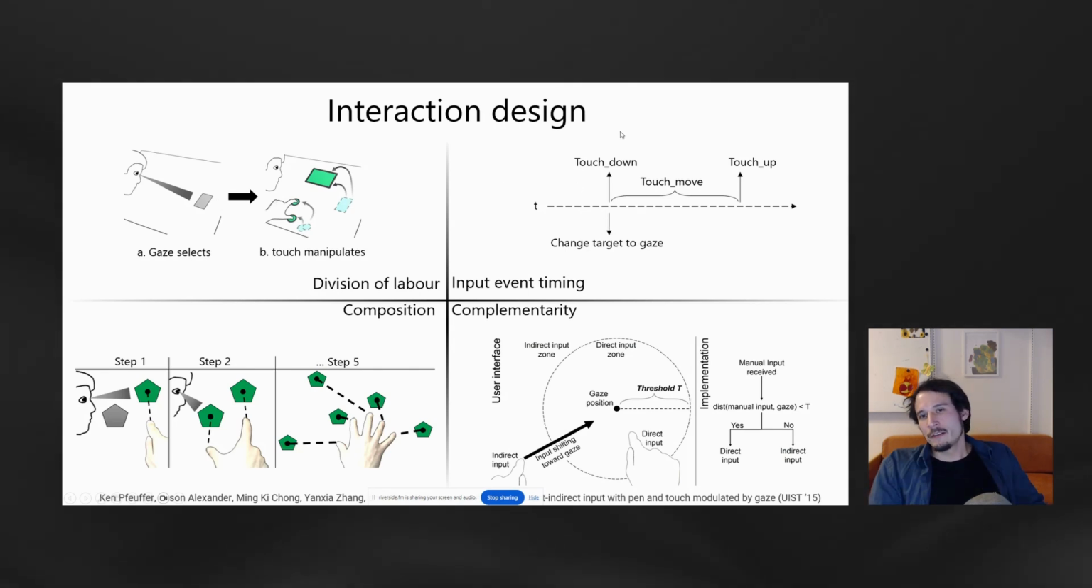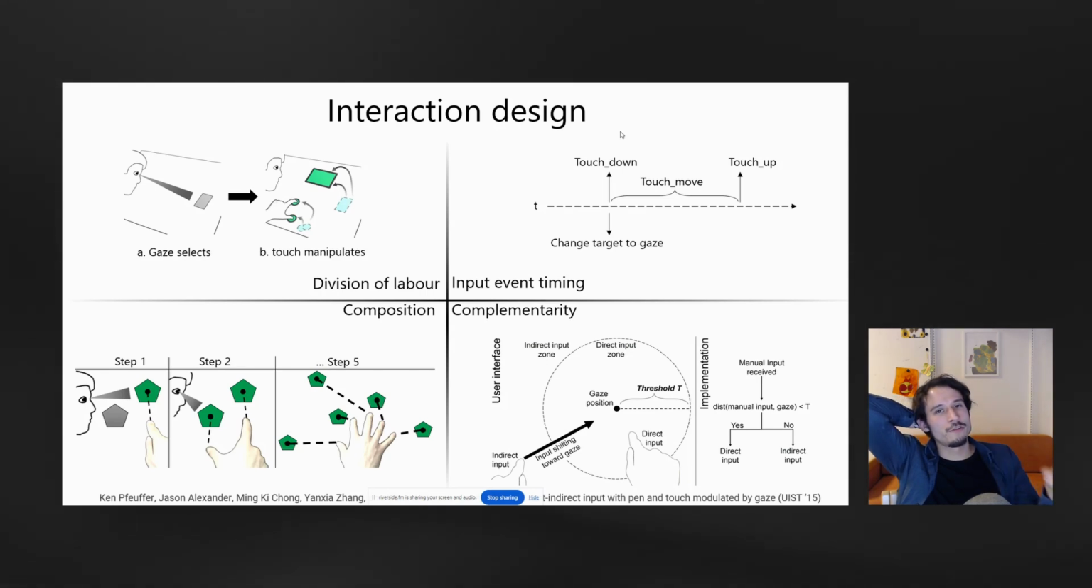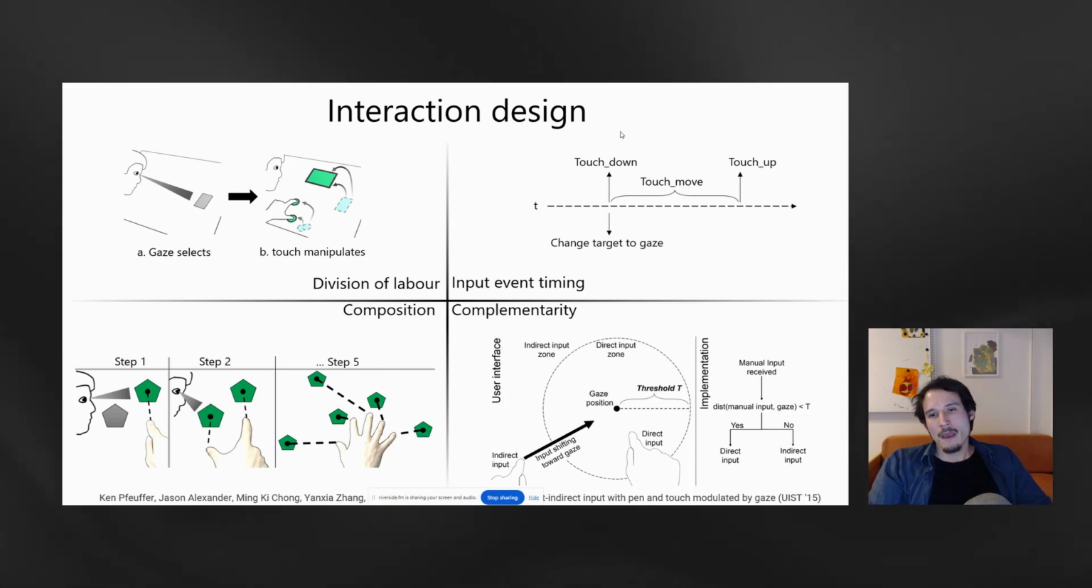If you think of a typical input system, you get a down event, like a touchdown or a pinch in. Then you have the movement of your hand on the screen, like a touch drag gesture, and then you have the touch up gesture at the end. And only at the moment of the touchdown, the eyes are used to select, and then the hands will take over.